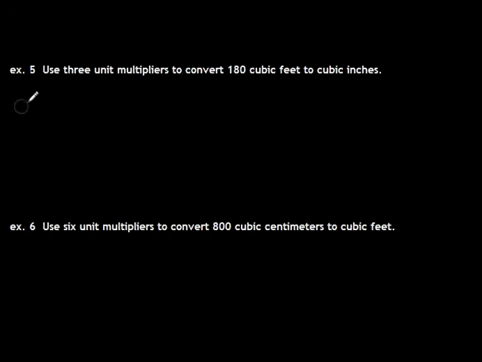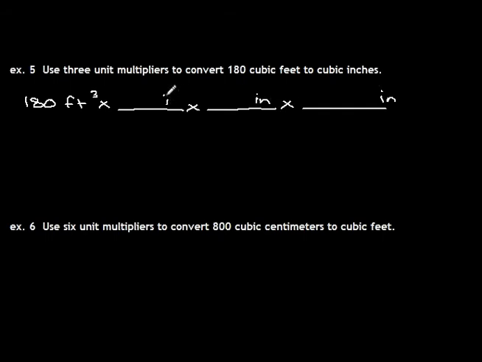So we're going to have 180 cubic feet, which is feet cubed. They want to use 3 unit multipliers. We'll start out using 3, and then we'll talk about a shortcut. And we want it to go to inches, so we need 3 inches up here. And we need enough feet to cross out with those 3 feet, so there's a feet, feet, feet. You need as many on the bottom as you have in the numerator so that they all cross out. So this is going to cross out with this, this, and this.